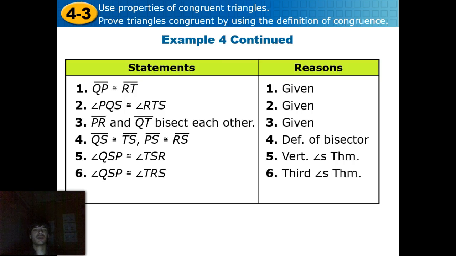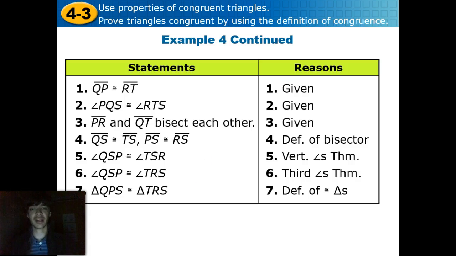Afterwards, since we have 2 angles of each of the triangles proven congruent, we can use our third angles theorem to justify their third angles being congruent to each other. And because now all of our corresponding angles are congruent to each other, and all of our corresponding sides are congruent to each other, we can say that these 2 triangles are congruent to each other by the definition of congruent triangles. And that about wraps this lesson up.